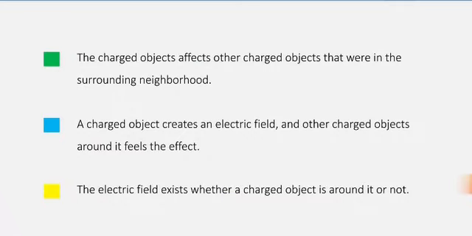So, if the other charged object is closer to the source of the electric field, mas malaking electric force yung mararanasan niya. Diba? And then, if the magnitude of the source charge, yung gumawa ng electric field, is higher, the other charged object will feel a stronger electric force because the electric field will also be stronger. Okay? Charged objects affect other charged objects in the surrounding neighborhood. And the electric field exists whether a charged object is around it or not. So katulad kanina, di ba? The soiled diaper will still change the atmosphere around it, will produce a stinky field, quote unquote, whether the nose is present or not.